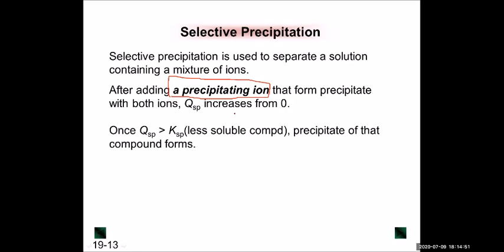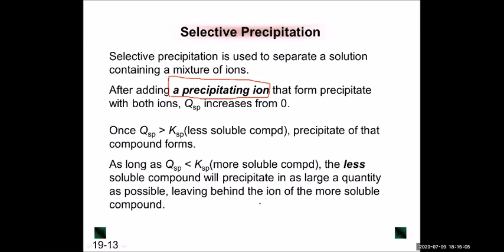But as long as Qsp is less than Ksp, there will be no precipitate. Once Qsp is larger than Ksp, they will form a precipitate. When you have a mixture of different compounds, the Qsp for each potential precipitate will increase, starting from 0. A precipitate will form only when the first Qsp is larger than its Ksp. Then they will have a first precipitate.